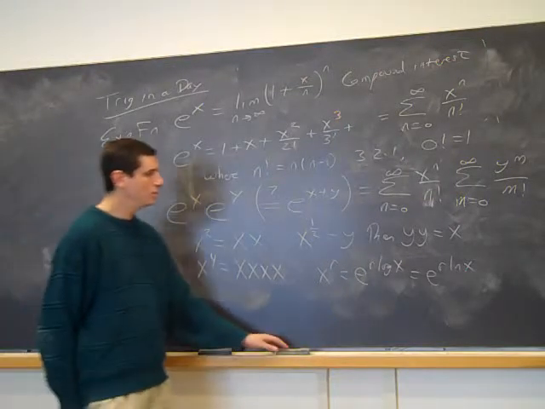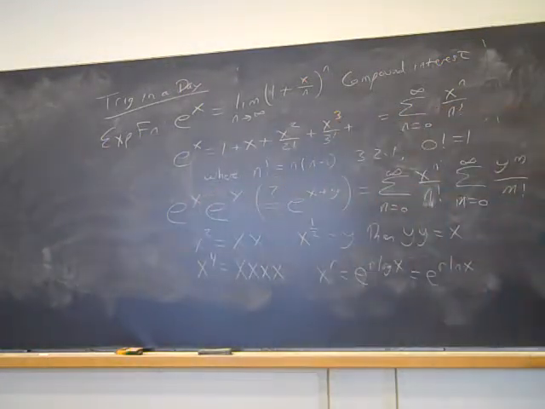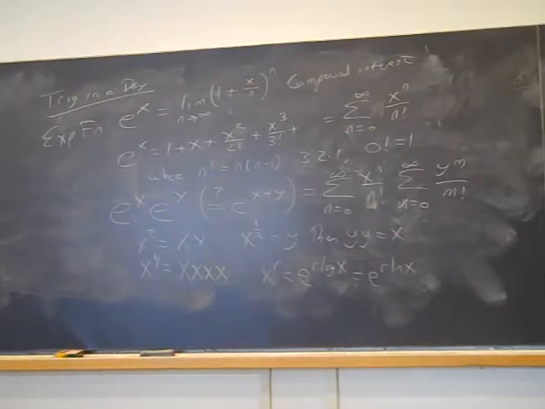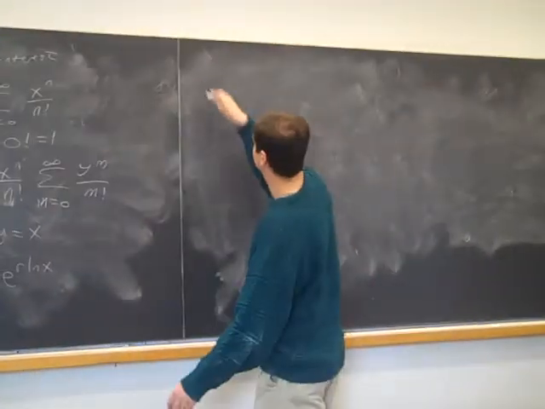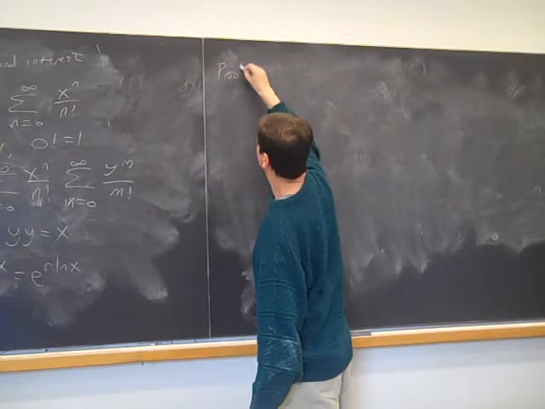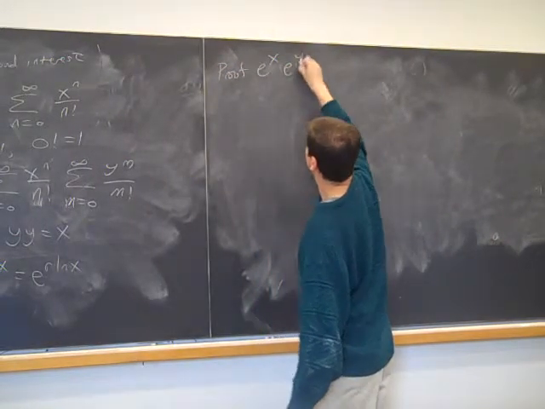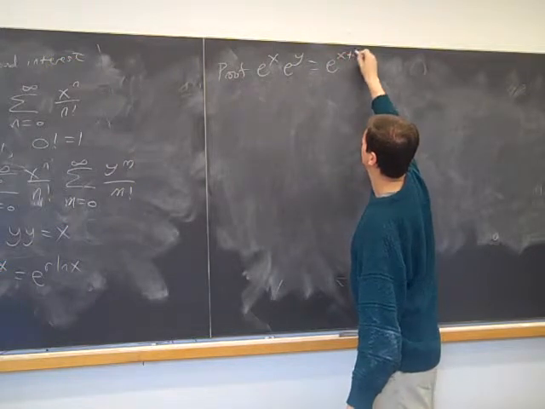Okay, so I want to show you now why this rule for e to the x, e to the y is e to the x plus y. So I'm not going to be able to justify everything completely rigorously, but we will be able to get fairly close. Okay, so proof: e to the x, e to the y is e to the x plus y.